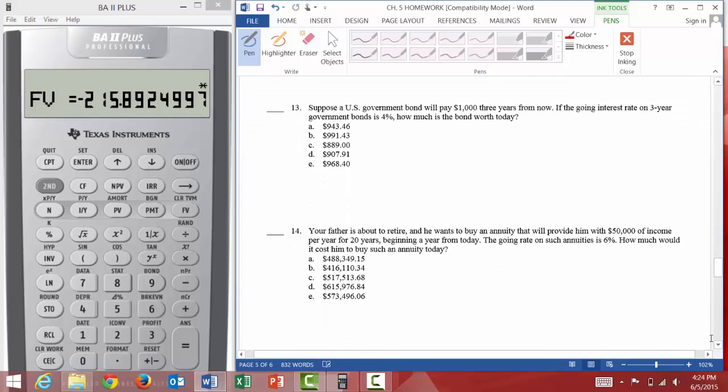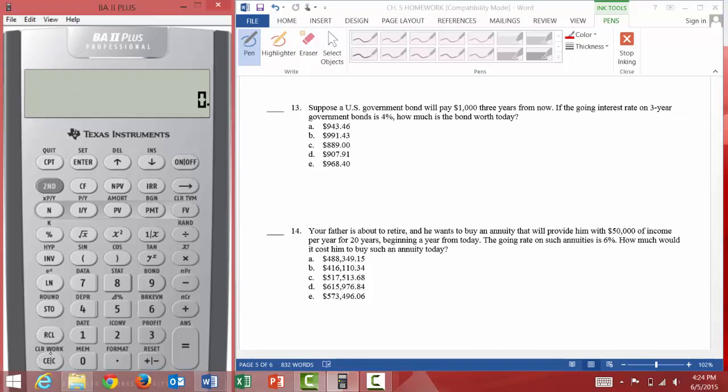Okay, we're almost done here. So suppose a U.S. government bond will pay $1,000 3 years from now. So I know that's a future value. If the going interest rate on 3-year government bonds is 4%, that's I, how much is the bond worth today?